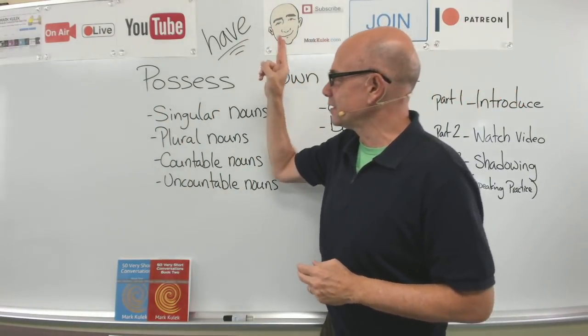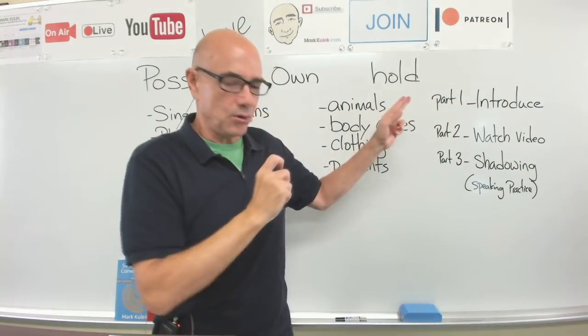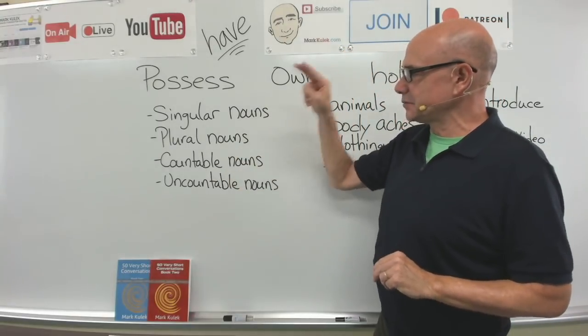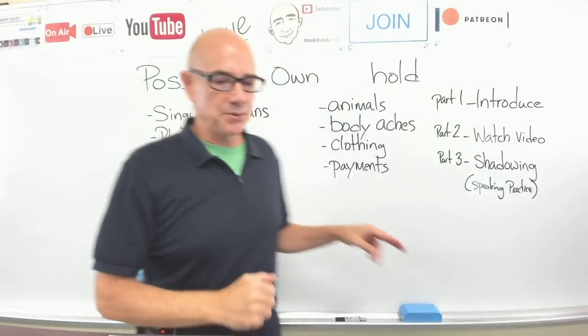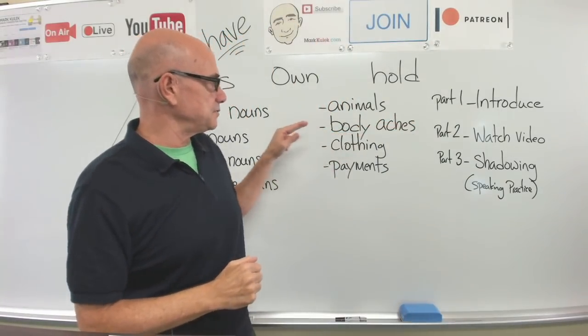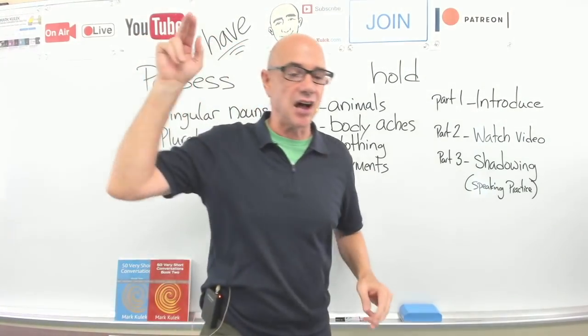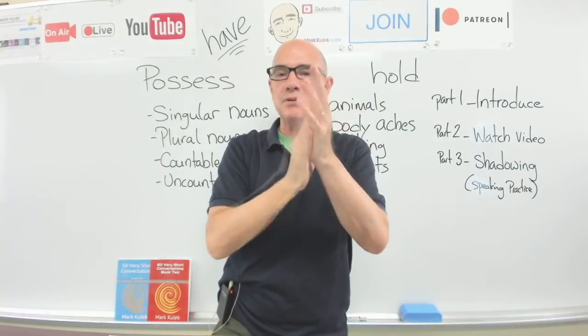And have for possess, own, hold. And we used singular nouns. We used plural nouns. We used countable nouns. We used uncountable nouns. We used animals. We used body aches. We used clothing. We used payments. Wow, that's a lot. Woohoo! Lots of practice for you. I hope you enjoyed it.